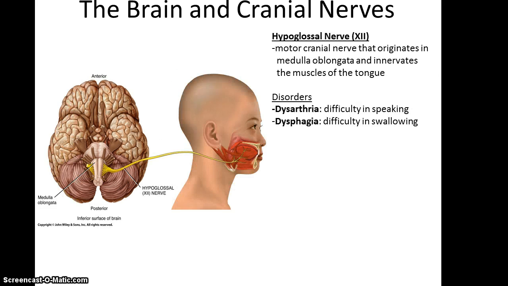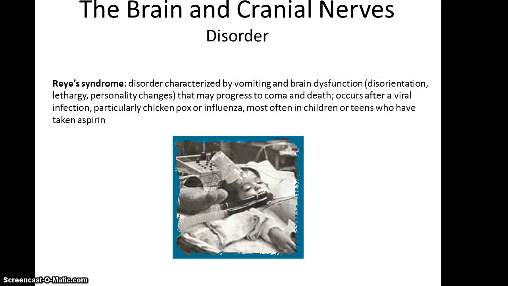And then there's the hypoglossal nerve, which is another cranial nerve. And it sends out signals to control things like the muscles in the tongue and around the tongue that help control the movement of the tongue. And so disorders associated with it would be dysarthria, which is difficulty in speaking, and dysphagia, which is difficulty in swallowing.